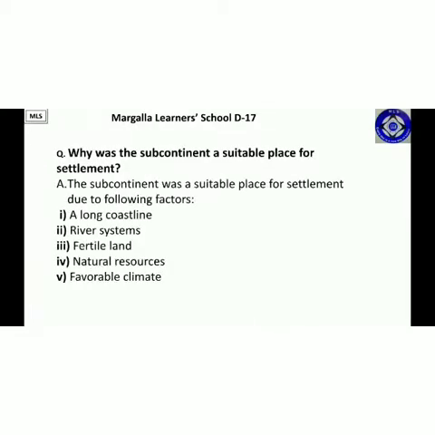So the answer to this question would be: the subcontinent was a suitable place for settlement due to the following factors: a long coastline, river system, fertile land, natural resources, and favorable climate. So all these five reasons are behind the settlement of people in the subcontinent. I hope the answer is clear.